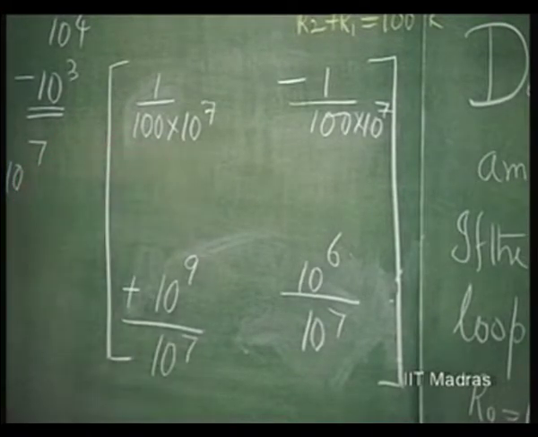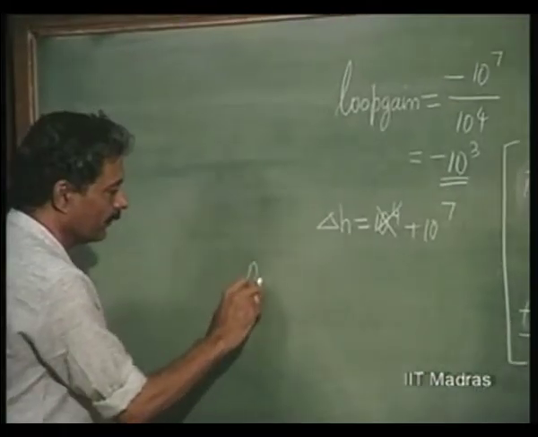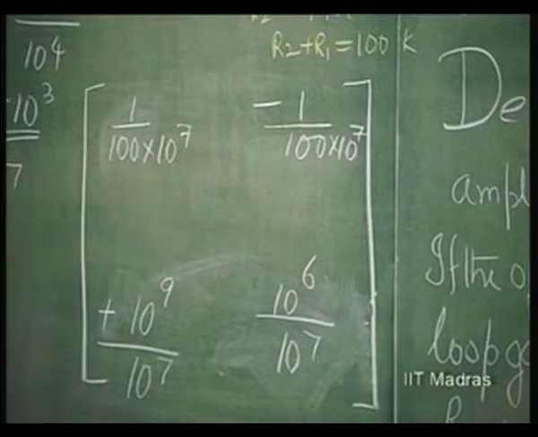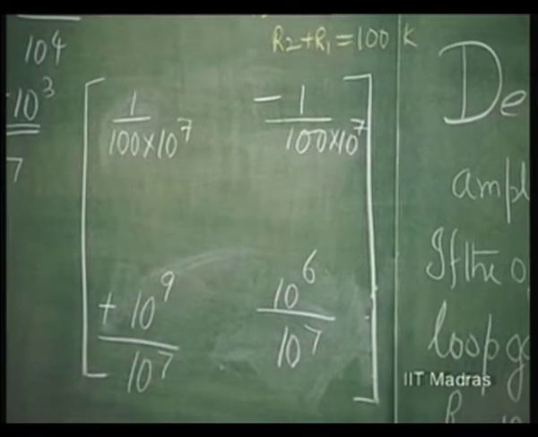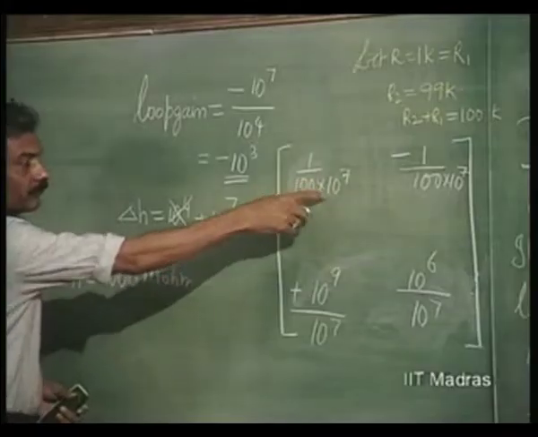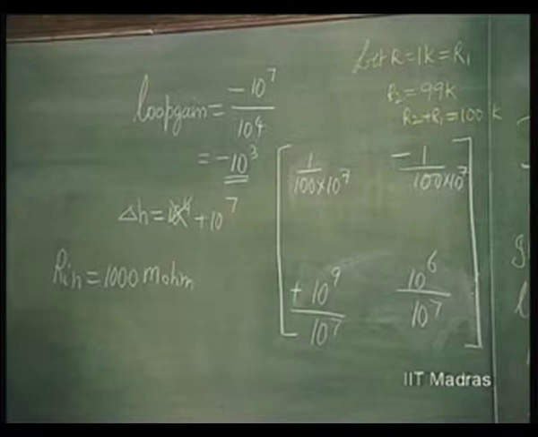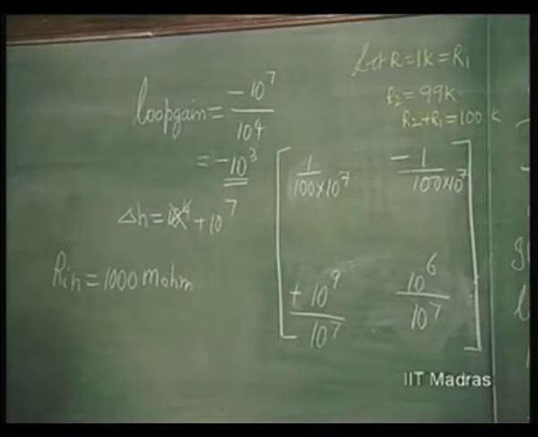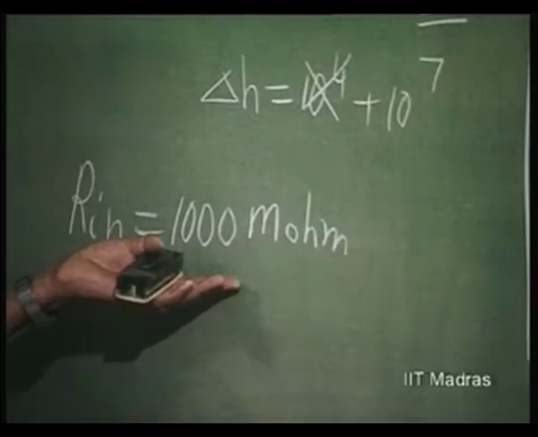So the modified H parameter now becomes, what does it mean? The input impedance of the feedback amplifier is straight away given by 1000 mega ohms. Original input impedance was 1 mega ohm. Loop gain was 10 to the power 3. So 1 plus loop gain into original impedance, that is clearly 1000 mega ohm.